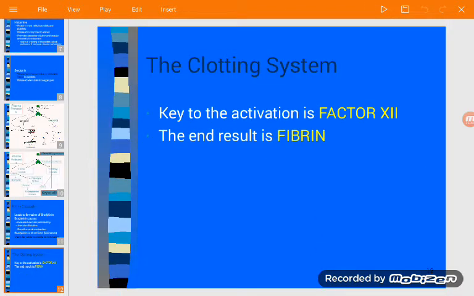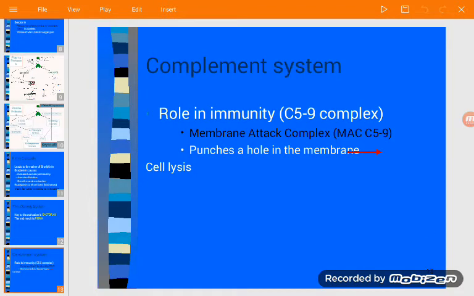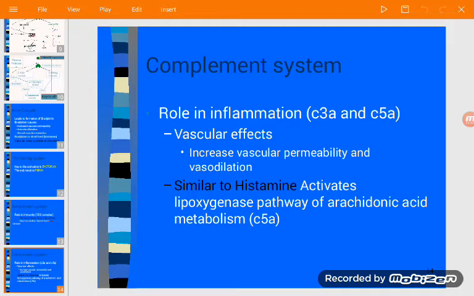Then there is the clotting cascade, also activated by factor 12. It leads to fibrin or clot formation. The complement system, also activated by factor 12, has a role in immunity by making the membrane attack complex, which punches a hole in the membrane and leads to cell lysis. It also has a role in inflammation with its factors C3a and C5a. These have a chemotactic role and also have vascular effects, increasing vascular permeability and causing vasodilatation, similar to histamine.